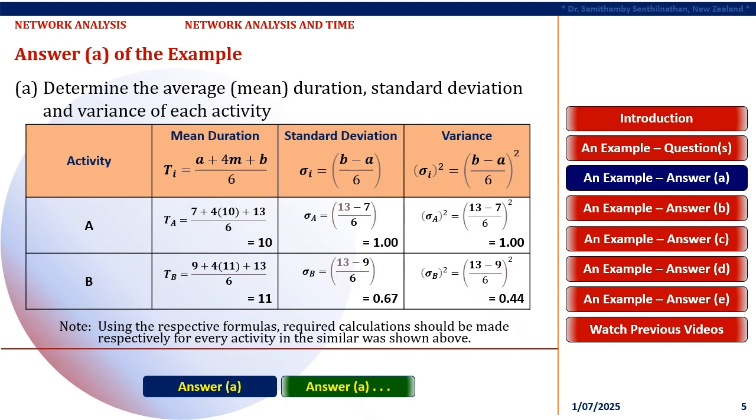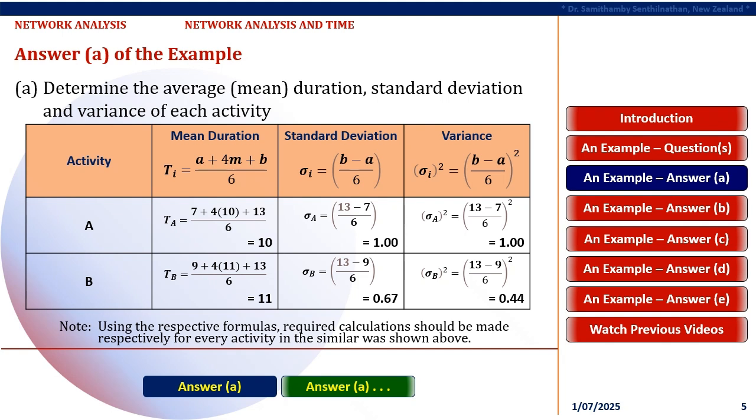As activity A has the 3 durations as 7, 10, and 13, respectively, possible estimate of the duration of activity A, known as TA, equal to the sum of 7 plus 4 times of 10 plus 13, divided by 6, that results in TA equals 10 months.